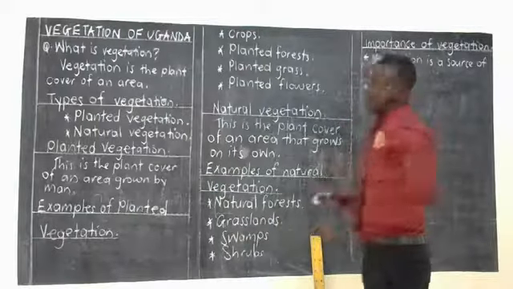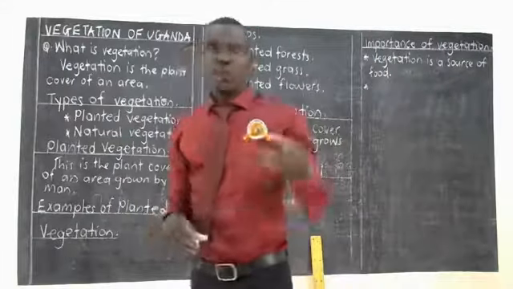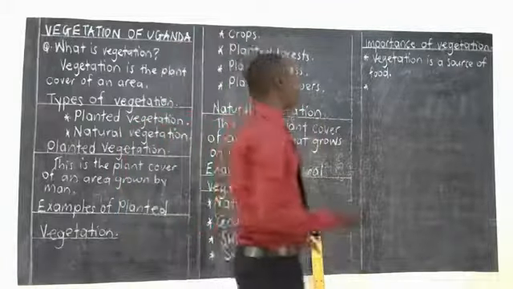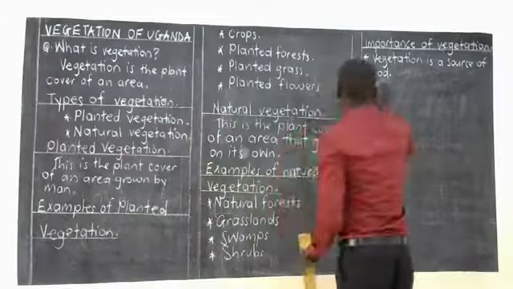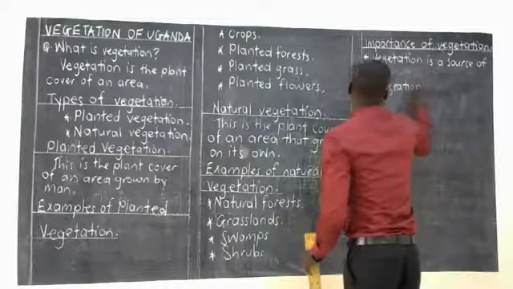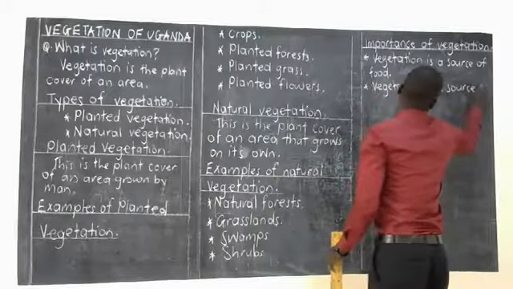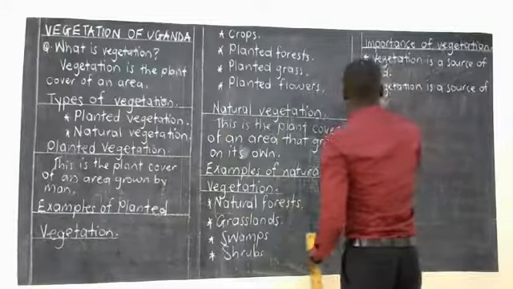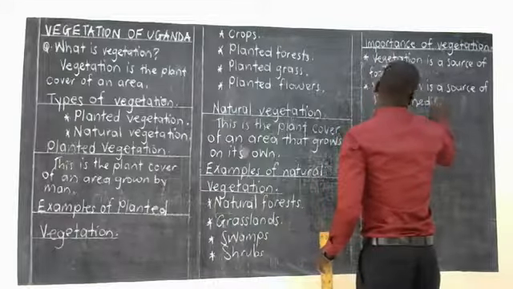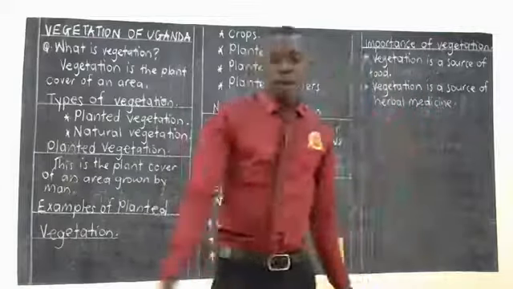Apart from food, vegetation is a source of herbal medicine. As we get the food, we also get some medicine from the vegetation. So vegetation is a source of herbal medicine.